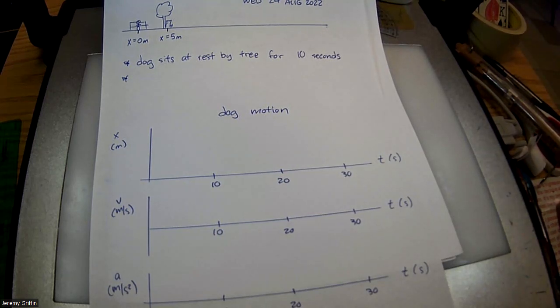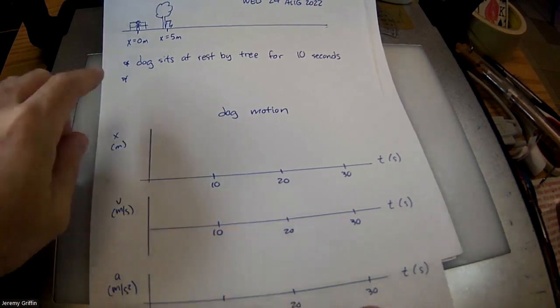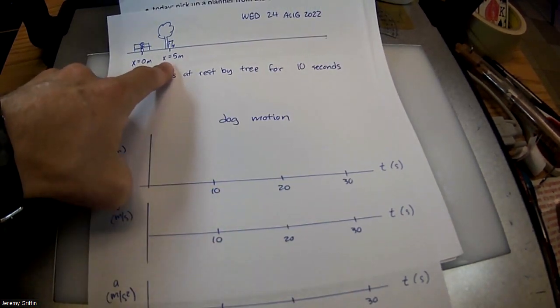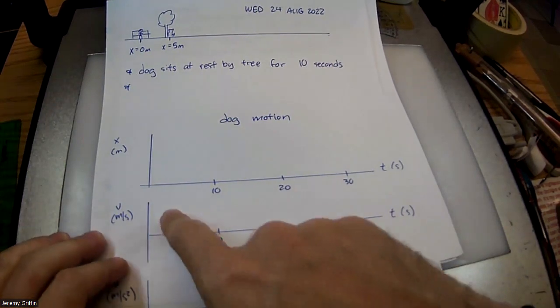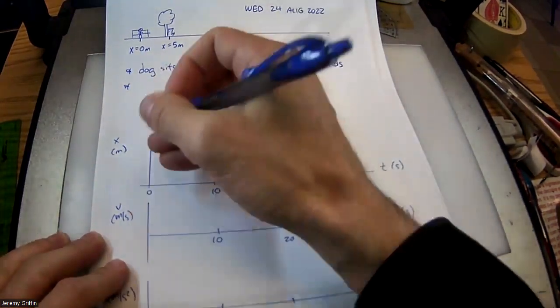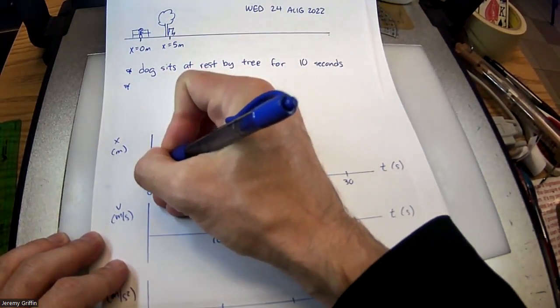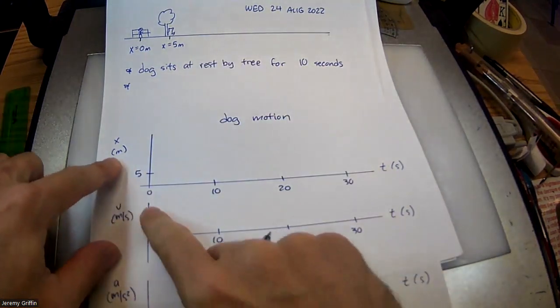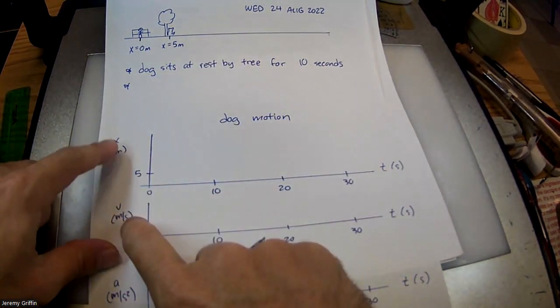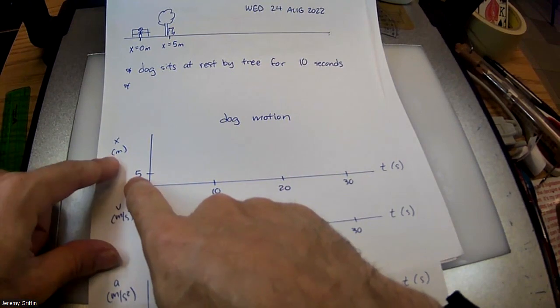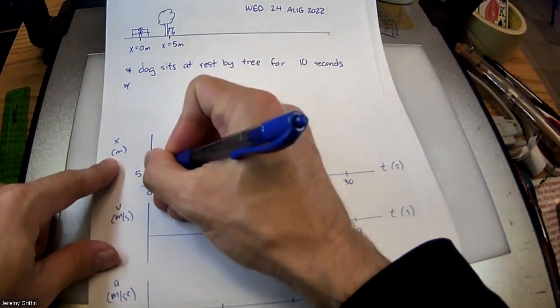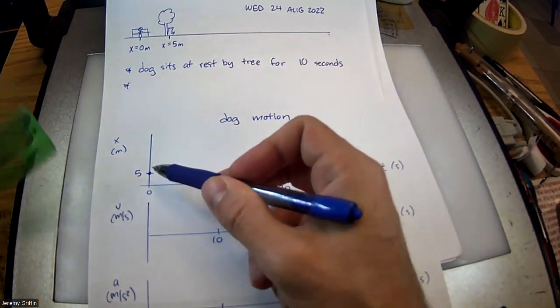So the first 10 seconds, the dog's just sitting there at position 5 meters. You guys see at position 5 meters, right? So at time 0, the dog is sitting at the 5 meter position, like x is equal to 5 meters. I've embedded the unit in the axis, so this 5 refers to meters. So there's at least a point there.